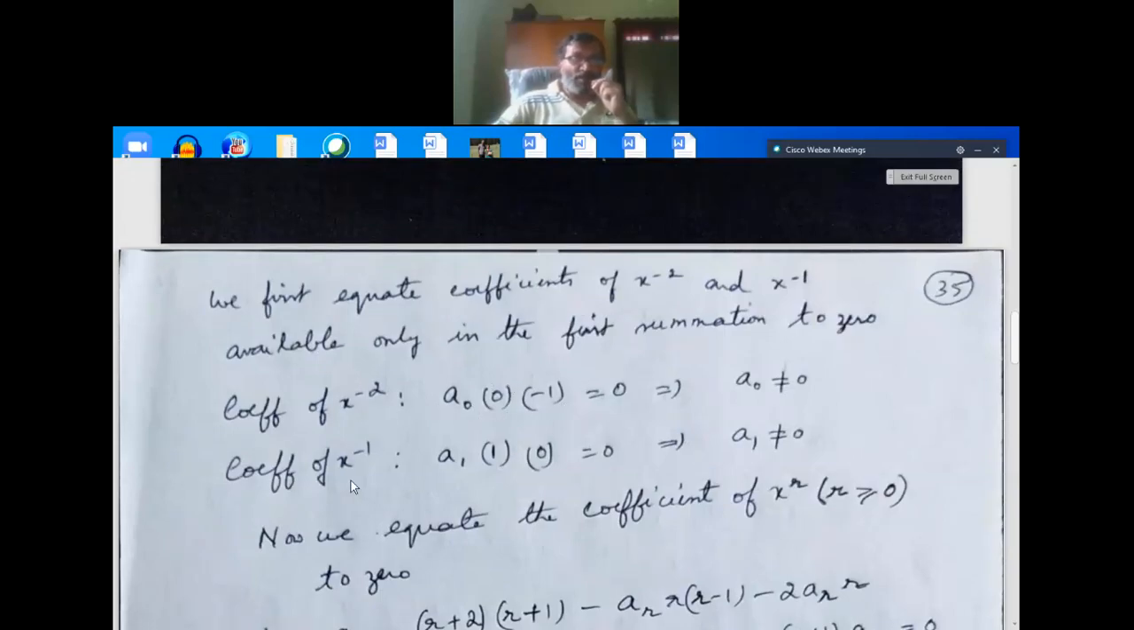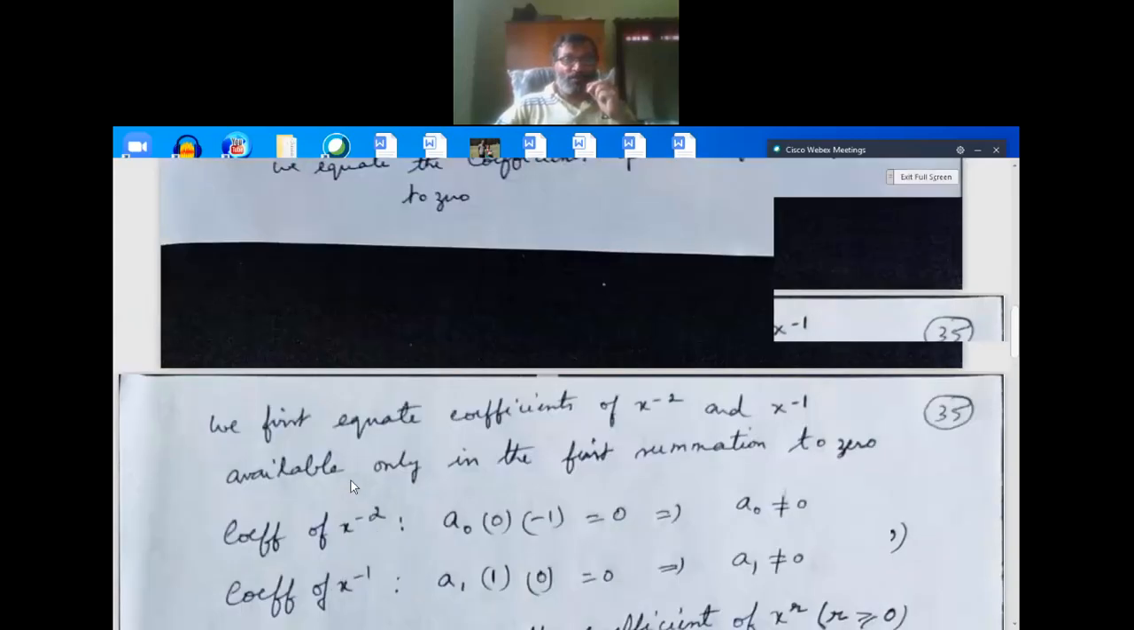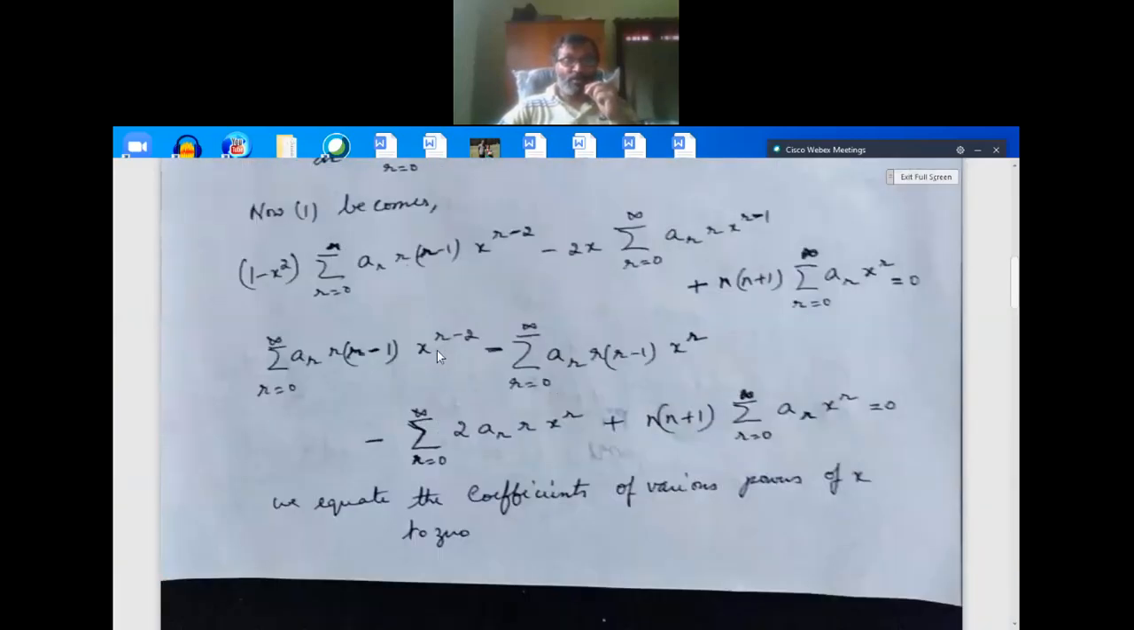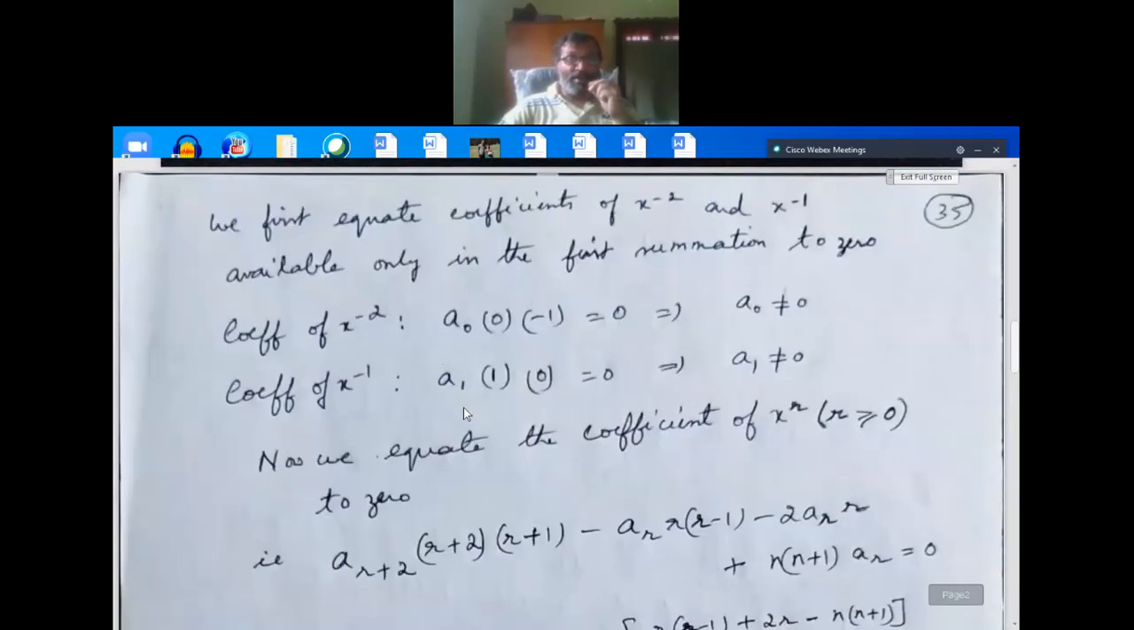Next is the coefficient of x power minus 1. So coefficient of x power minus 1 means put r equals 1. So we get a1 into 1 into 0 equals 0. So clearly a1 is not equal to 0.